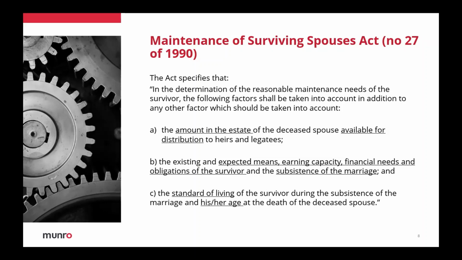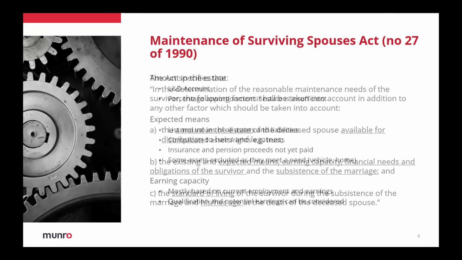In cases where it's not available, we calculate whatever the maintenance is according to information provided to us, and afterwards it might have to be adjusted proportionally so that the estate can afford the maintenance. Then importantly for the claimant, the existing and expected means, the earning capacity, any financial obligations they might have, and the subsistence of the marriage, and then also the standard of living and their age comes into play.